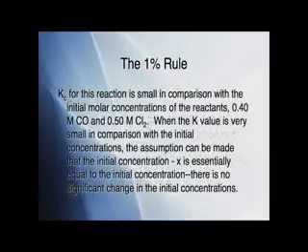Kc for this reaction was small, 1.2 times 10 to the negative fourth, in comparison with the initial concentrations of the carbon monoxide and the chlorine, which were 0.4 moles per liter and 0.5 moles per liter respectively. When the value of K is very small in comparison with the initial concentrations, the assumption can be made that the initial concentration minus x is essentially equal to the initial concentration. There is no significant change in the initial concentrations.